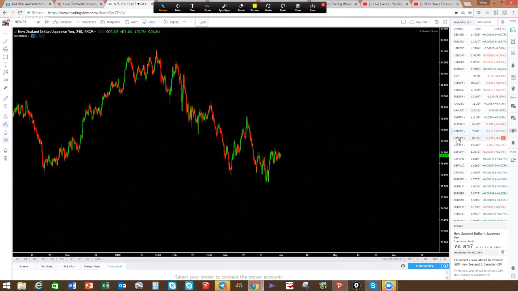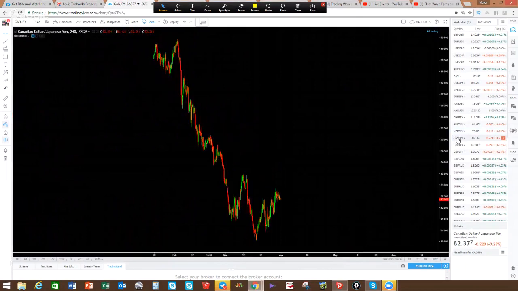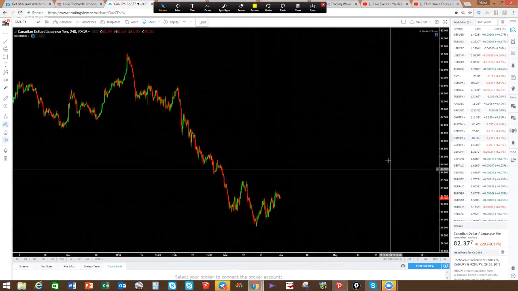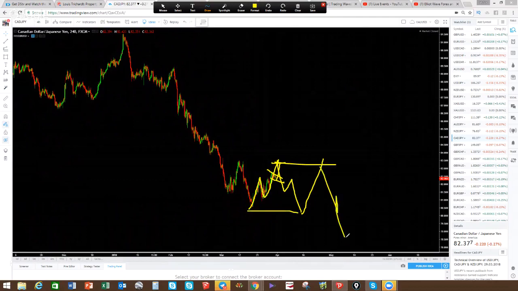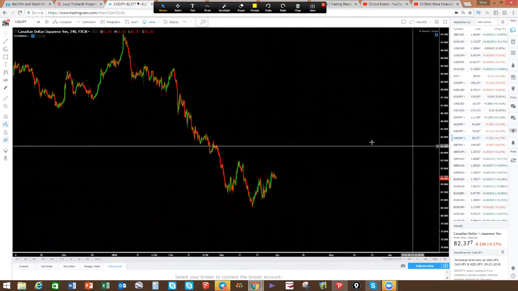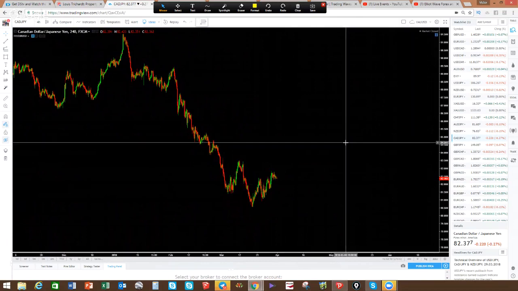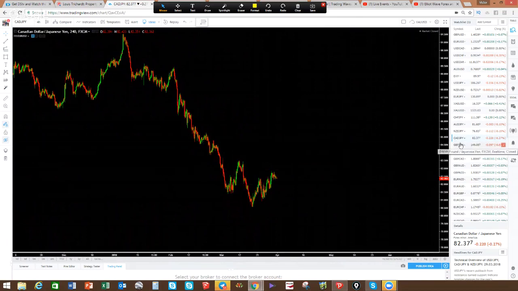CAD, similar. Got this flag here. But you need to be careful here because this is already almost equal to that, because that may give you this structure, that structure for a move further down. Okay. Right, so those are the yen pairs. Now the pound pairs, starting with pound JPY.